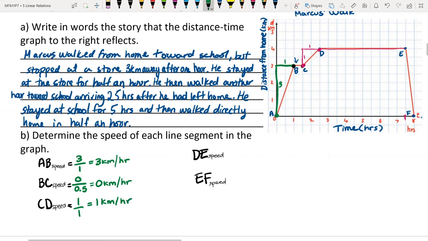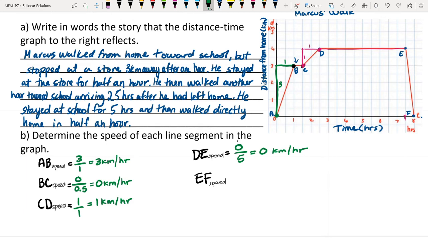DE, okay, we can go a little bit faster. There's no change in the distance. There is a 5-hour change in the time. Distance over time, we get 0 over 5 equals 0 kilometers an hour. He's in the school. School's a fixed point. His distance is not changing. He's stopped his motion.